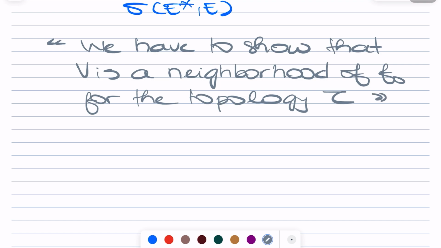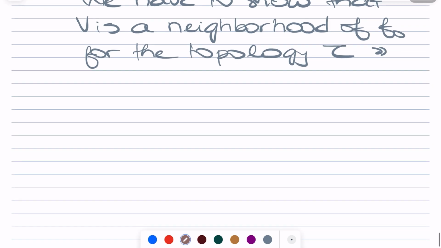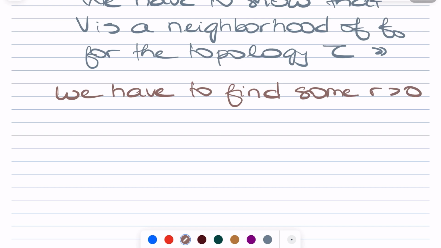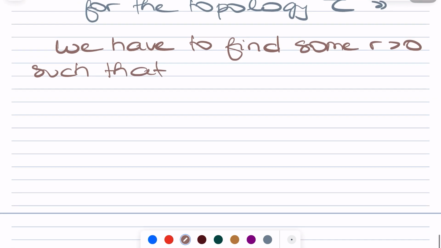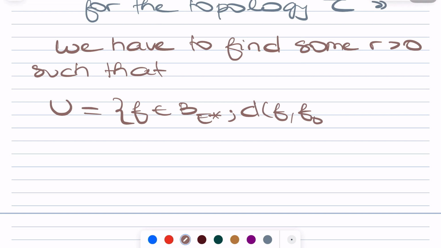So basically what you have to do is find some R positive such that the set U, defined to be the set of F in the closed unit ball in E star such that the distance that we defined above, d(F, F0), is less than R, is contained in V. Okay, good. So we need to find R positive such that the set U is contained in V.